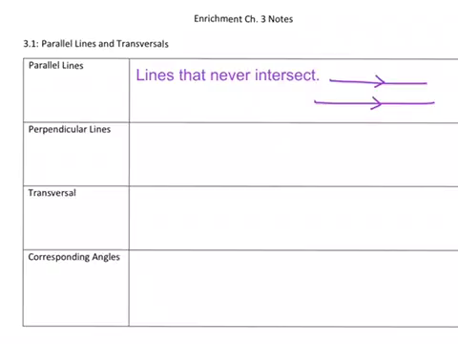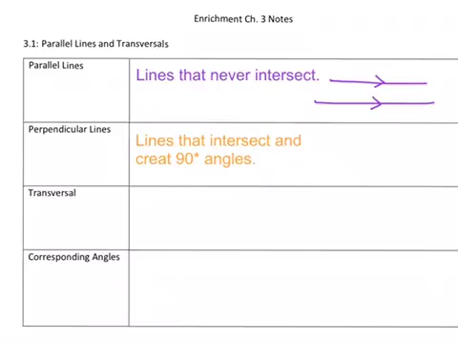Perpendicular lines are lines that intersect, but they're special because they intersect at a 90-degree angle. They create 90-degree angles. So intersecting lines don't always have to intersect and create 90-degree angles, but that's what perpendicular lines do.